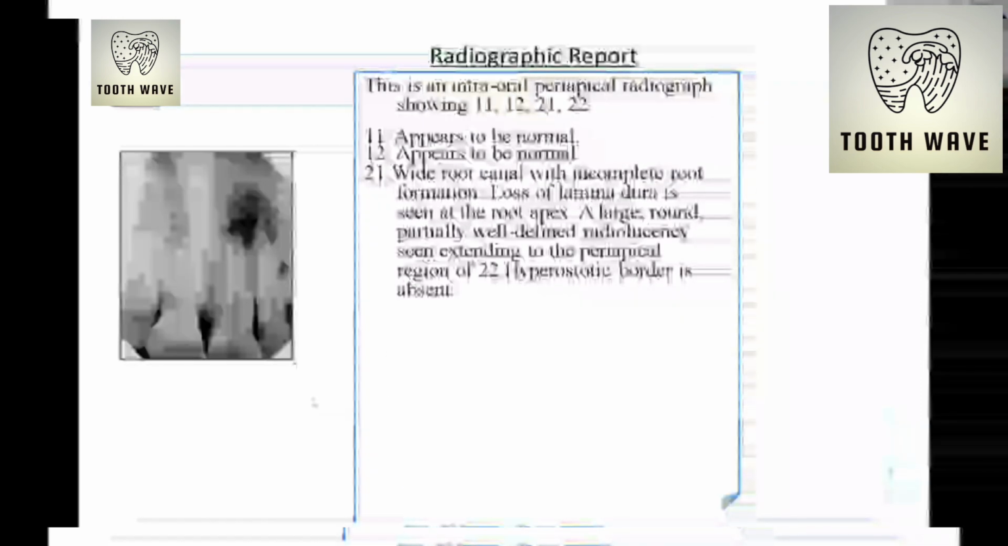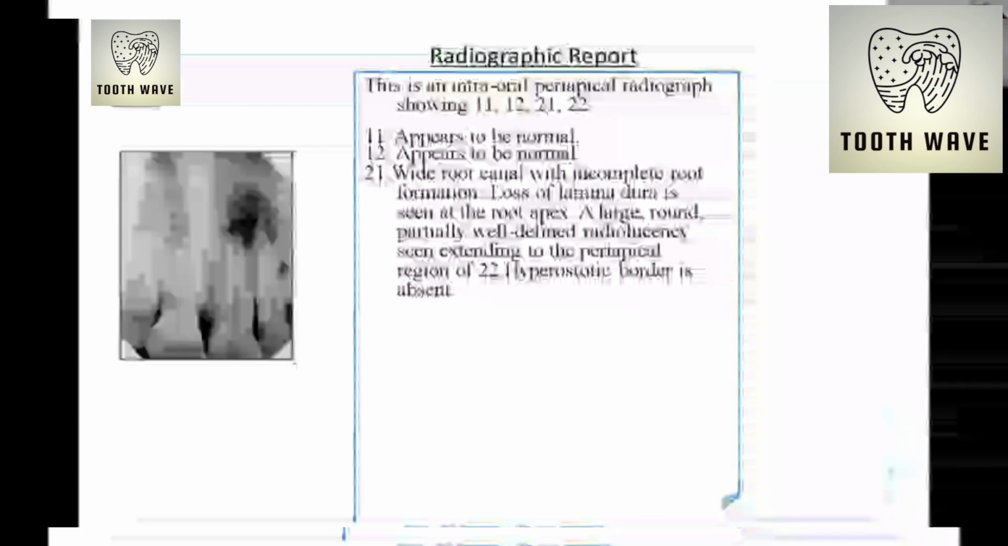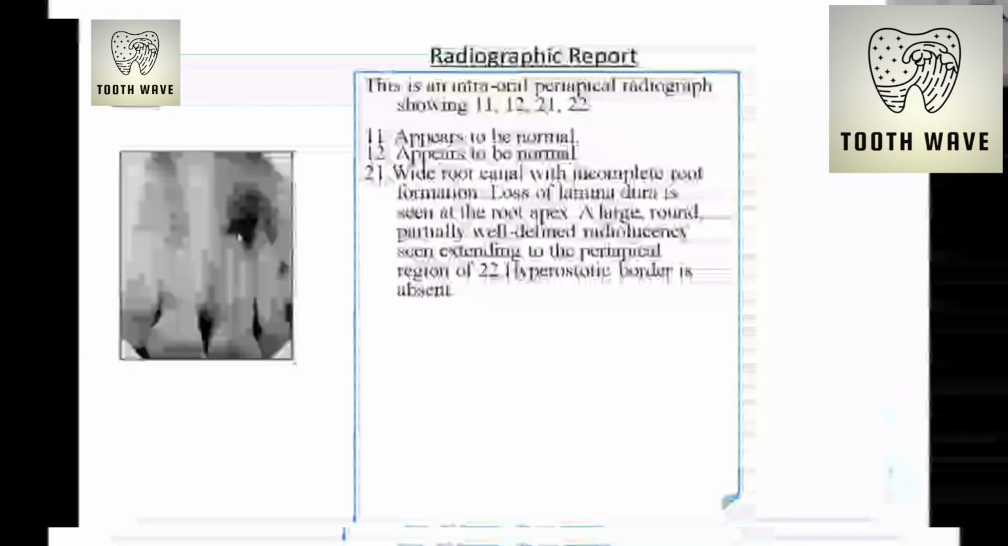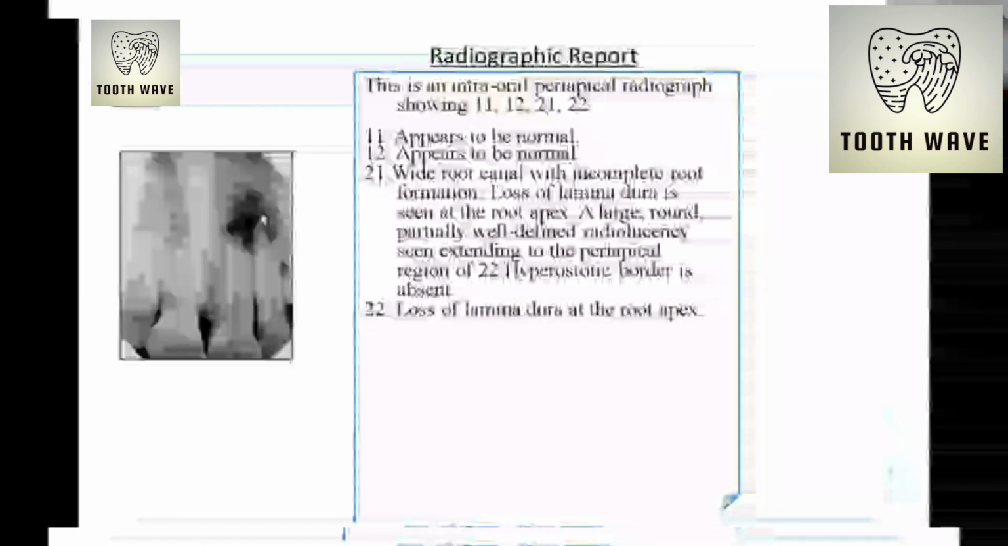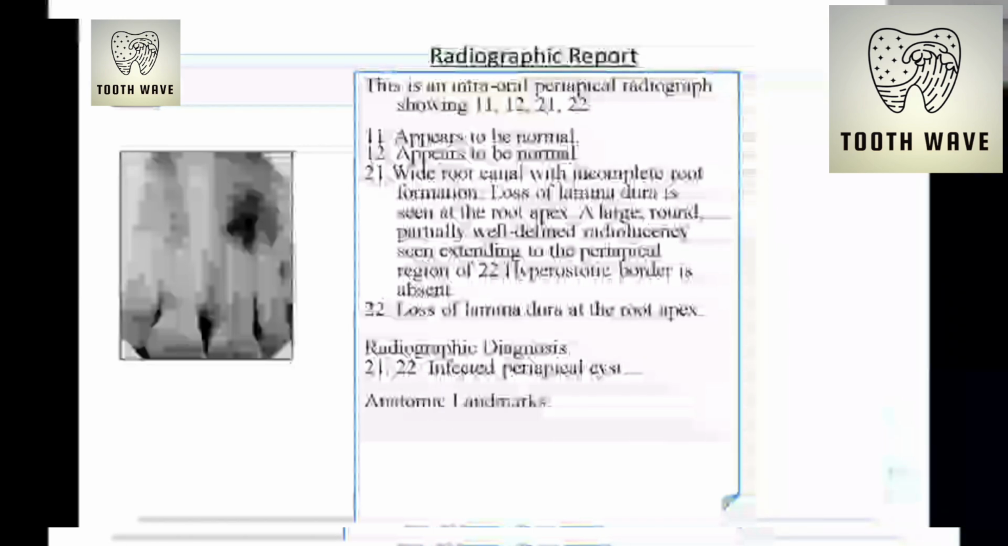Then in 2, 1, what I can see in the crown, it's a little cut here, but I can see there is a wide pulp chamber and root canal, and the apex is not formed completely. Maybe there was early trauma. And then I can see a large, well-defined radiolucency extending into 2, 2, but the hyperostotic border is absent. Similarly, loss of lamina dura at the apex. So it's an infected periapical cyst involving 2, 1 and 2, 2.